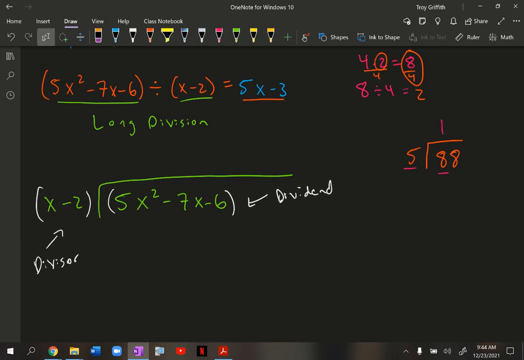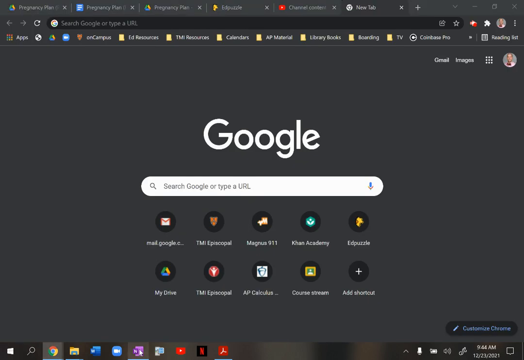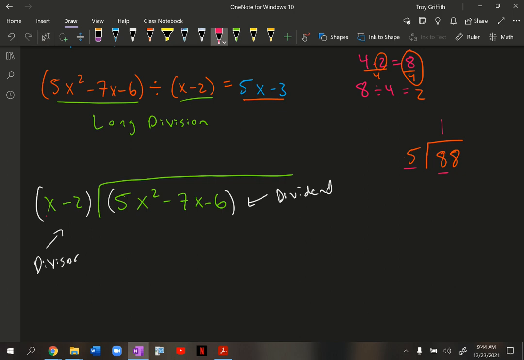Well, I'm going to do the literal exact same thing here. I'm going to ask how many times does x go into 5x squared? Or in other words, what do I have to multiply x by to get 5x squared? And the answer to that would be 5x. Okay, so I'm going to go ahead and put a 5x right here.